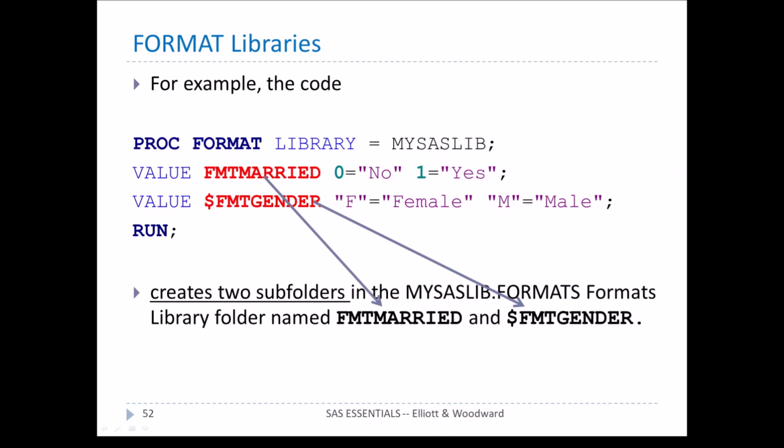Okay, so here's an example. PROC format library equal mysaslib, and as I mentioned, that's going to create a library called mysaslib dot formats. And we're going to assign 2 formats, format married and format gender, as we've seen before. Now what this does is it creates 2 subfolders in the mysaslib dot formats library folder that are going to be under those 2 names. We'll see what that means.